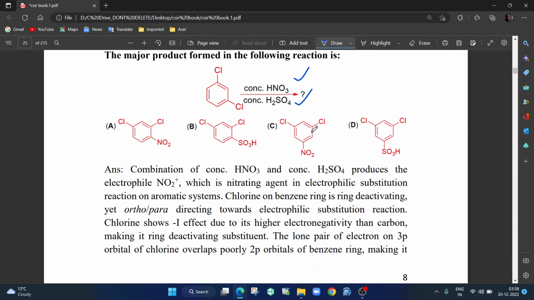As we know, HNO3 and H2SO4, when they react, will give the electrophile NO2 plus. Now, NO2 plus is an electrophile. It will look for the most electron rich center. So, very clearly it can be either answer A or answer C. Now, answer C cannot be the right one because you have nitro meta to chloro.